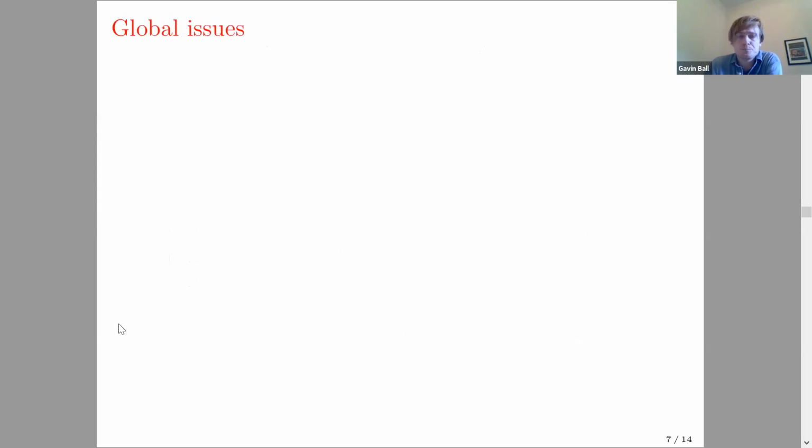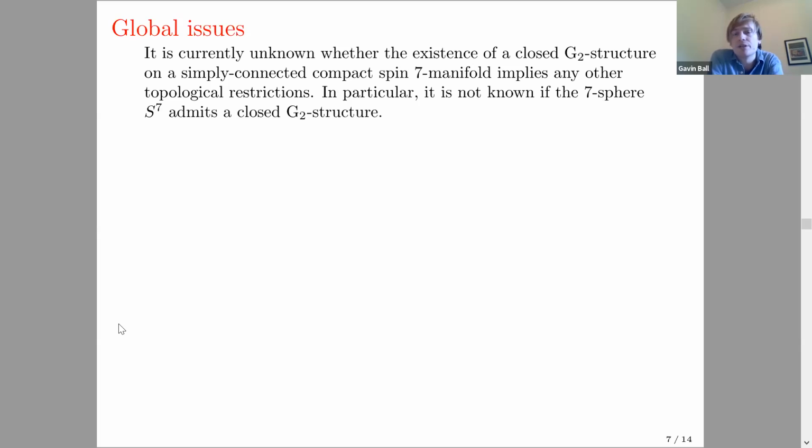global issues. So one of the important things that we don't know is much about the topology of compact manifolds that admit closed G2 structures. So in fact, it's currently unknown whether, if you have a simply connected compact spin 7-manifold that admits a closed G2 structure, that actually says anything more about the topology. So in particular, we don't even know if the 7-sphere admits a closed G2 structure.